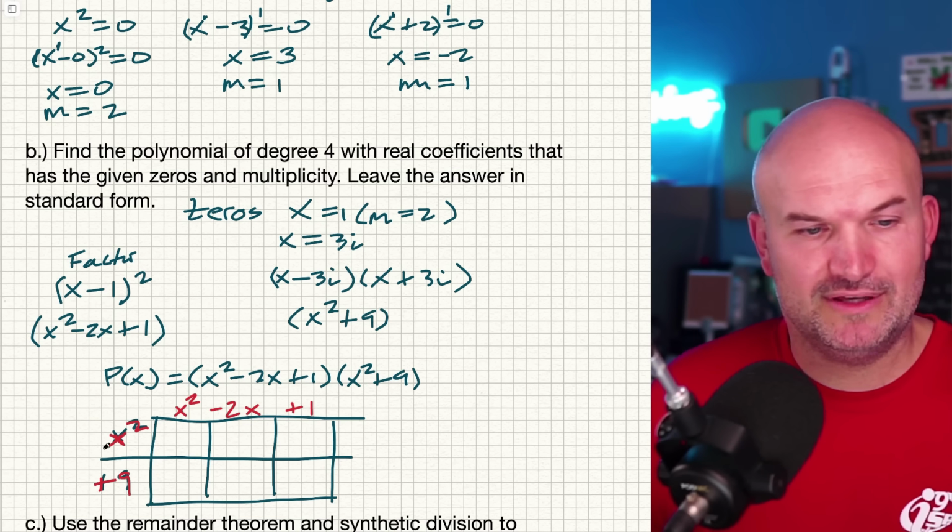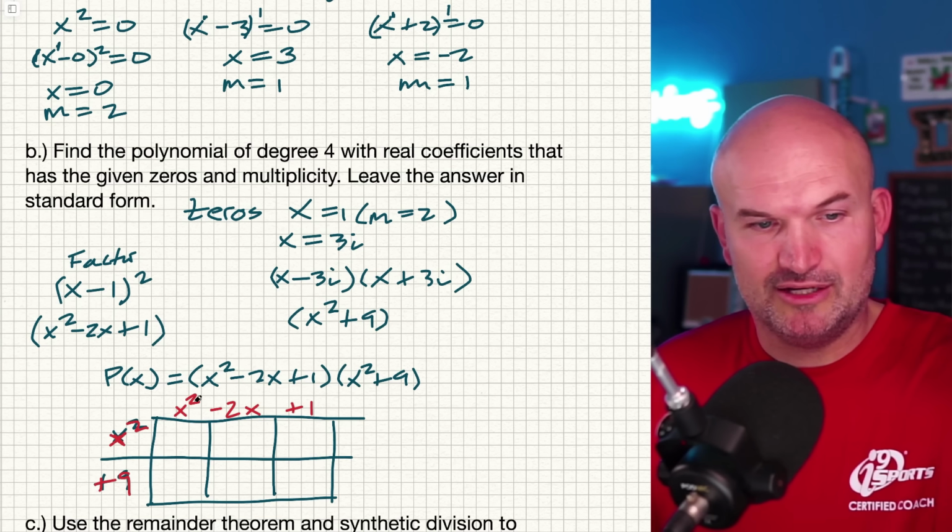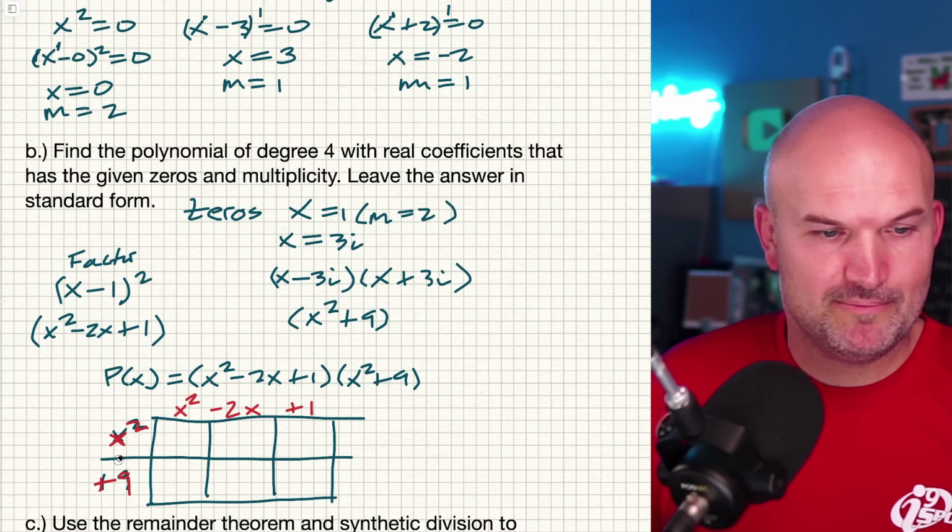Okay. So you take one polynomial on this side and you take one polynomial on that side. I don't like how that bar goes all the way across.